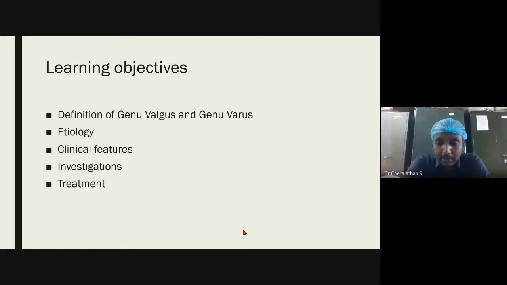And what are all the causes for it, and what are all the clinical features in a patient with these conditions, and how we should investigate a patient appropriately, and what are the treatment options available. So these will be the learning objectives of today's class.